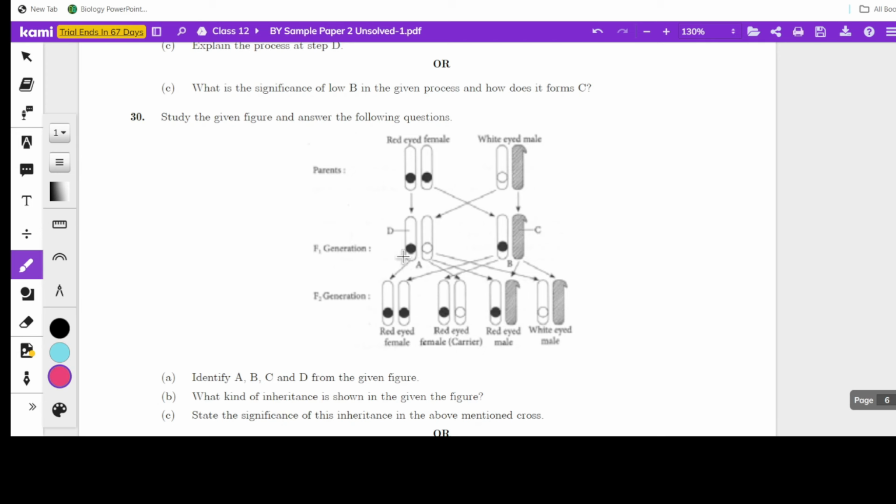The daughter is a carrier. Actually, only if both X genes carry the red eye does the Drosophila become red-eyed. So this can be a carrier daughter, but the son has got red eye. This is the red-eyed son, and this is the carrier daughter. How do you identify it as a daughter or a son? This is XX and this is XY.